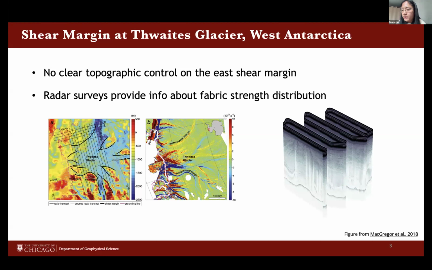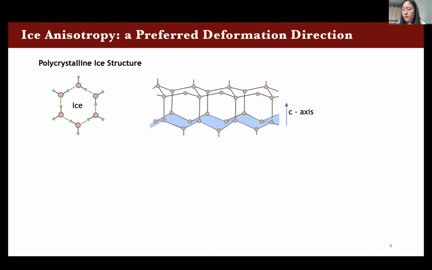So to explain that, I want to briefly step back a little bit and talk about what we mean by ice fabrics. So ice, as we all know, is an anisotropic material, and that anisotropy comes from its crystal structure. At the smallest scale, ice crystals are made of these hexagonal rings of water molecules. And when that structure repeats in space, we define what is called a basal plane, which is this blue plane here. And the direction perpendicular to it is called the z-axis.